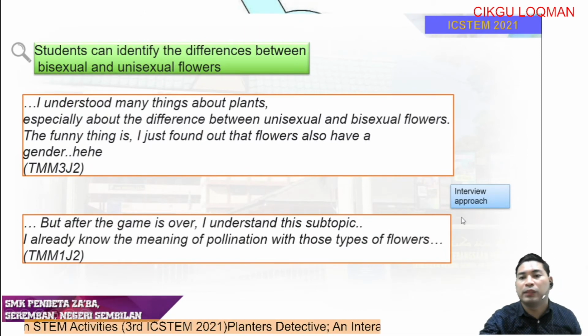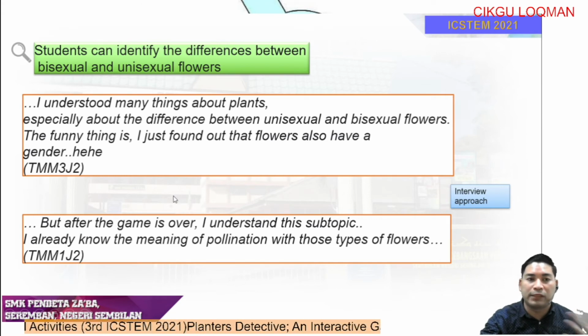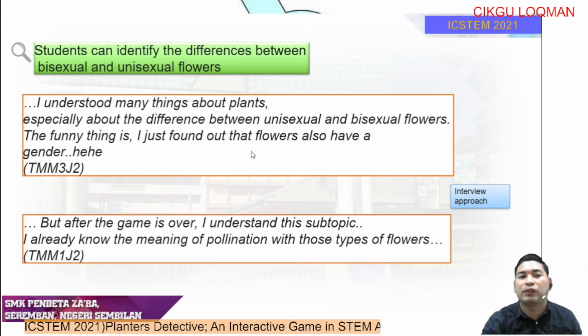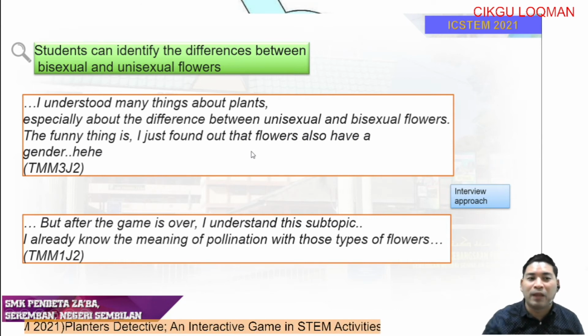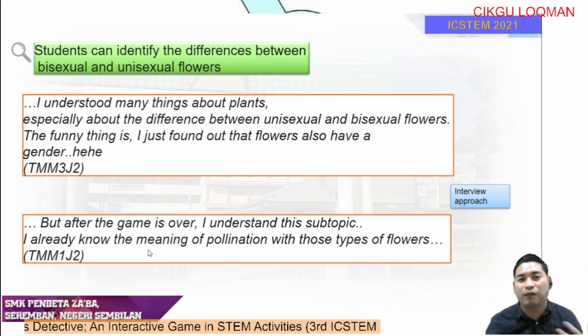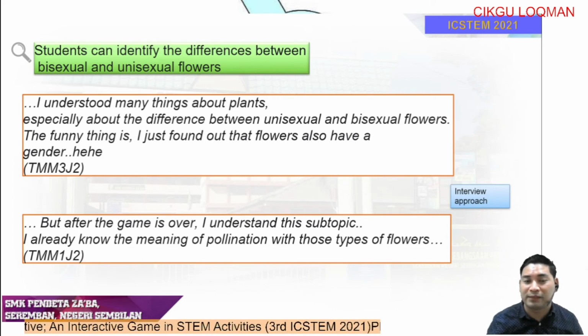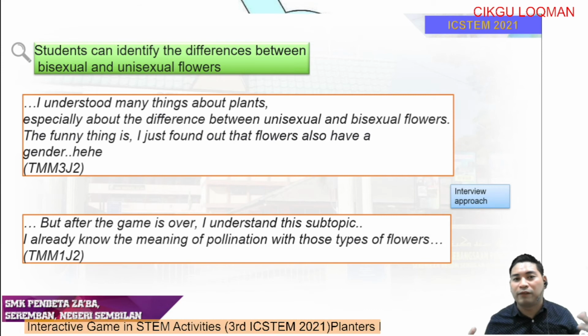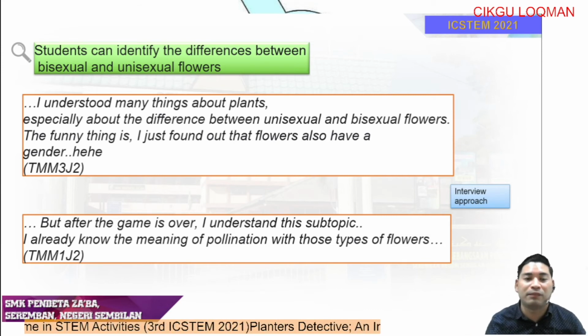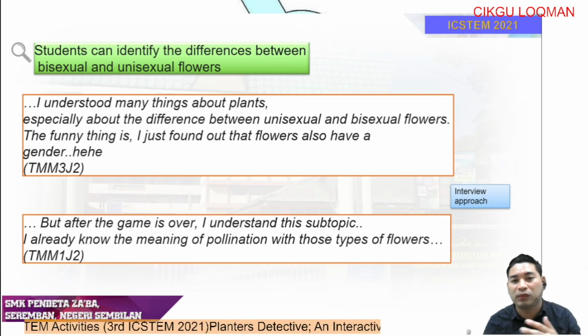Through the interview approach, I got feedback from my students. "The funny thing is, I just found out that flowers also have a gender," said my student. Another feedback: "I already know the meaning of pollination with those types of flowers after playing Planters Detective." So after they played Planters Detective, my students can differentiate between unisexual and bisexual flowers.